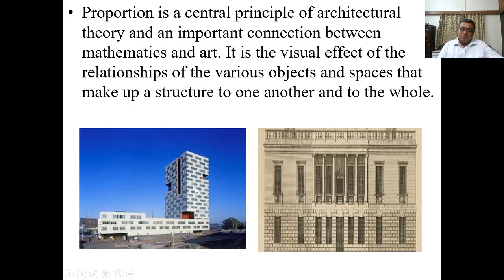This building is in proportion with respect to height. This building is in proportion with respect to the length of the building. Here also it is a symmetrical old structure. So windows, these are French windows, they are in proportion with each other. So we can say both structures are in proportion with respect to each other.